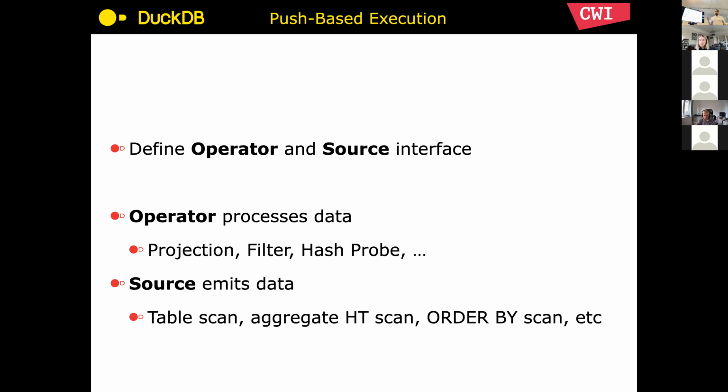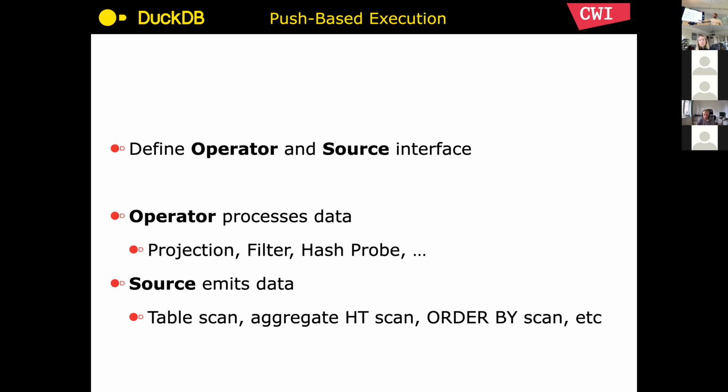So how do we do that? Well, the first step, of course, is to split up operator and source, because as Stefan noticed before, there was no distinction between operator and source, which is not very nice. So now we have an operator and a source. An operator processes data, so you can think of a projection, a filter, a hash probe, whereas a source emits data. So a source is a table scan, an aggregate hash table scan, an order by scan, etc.